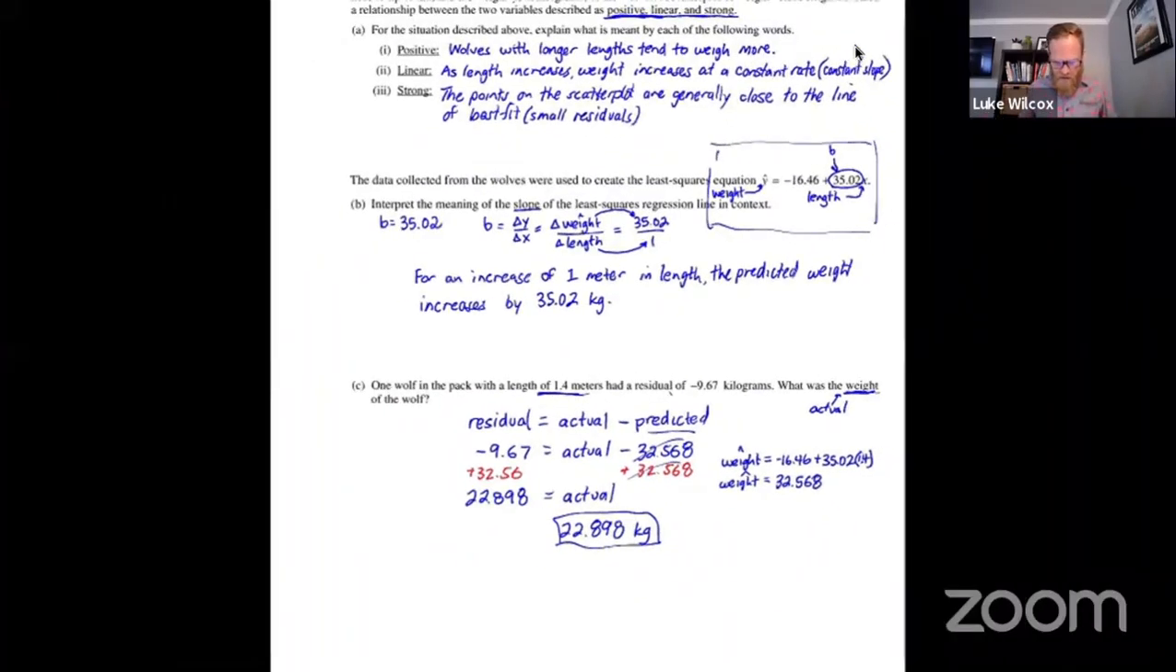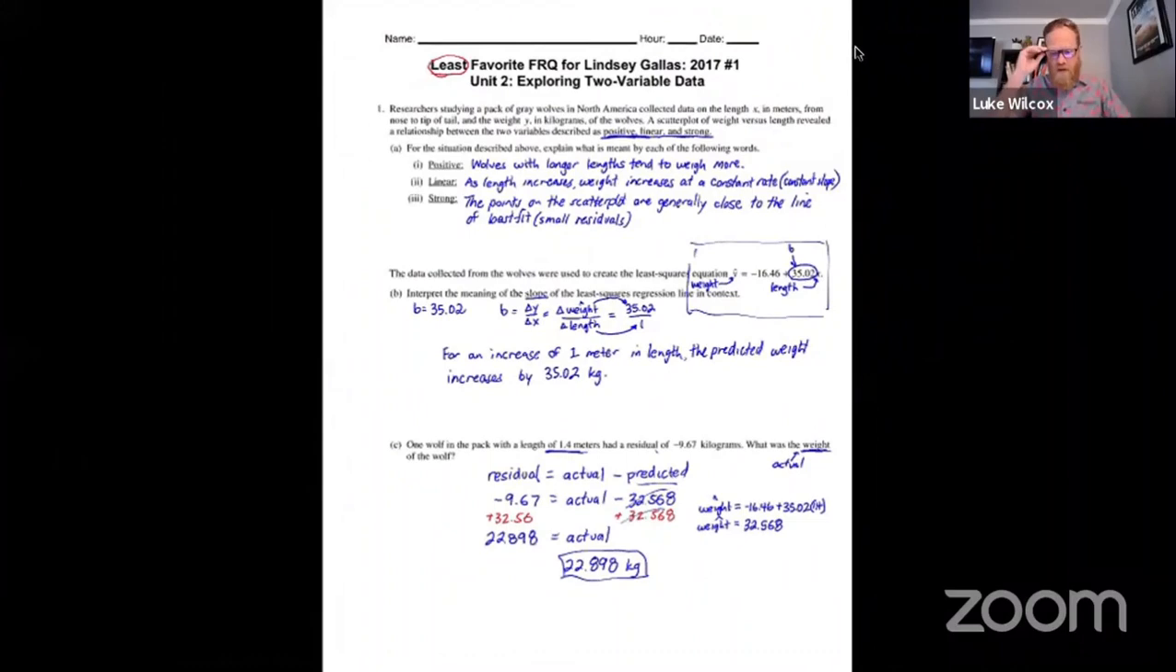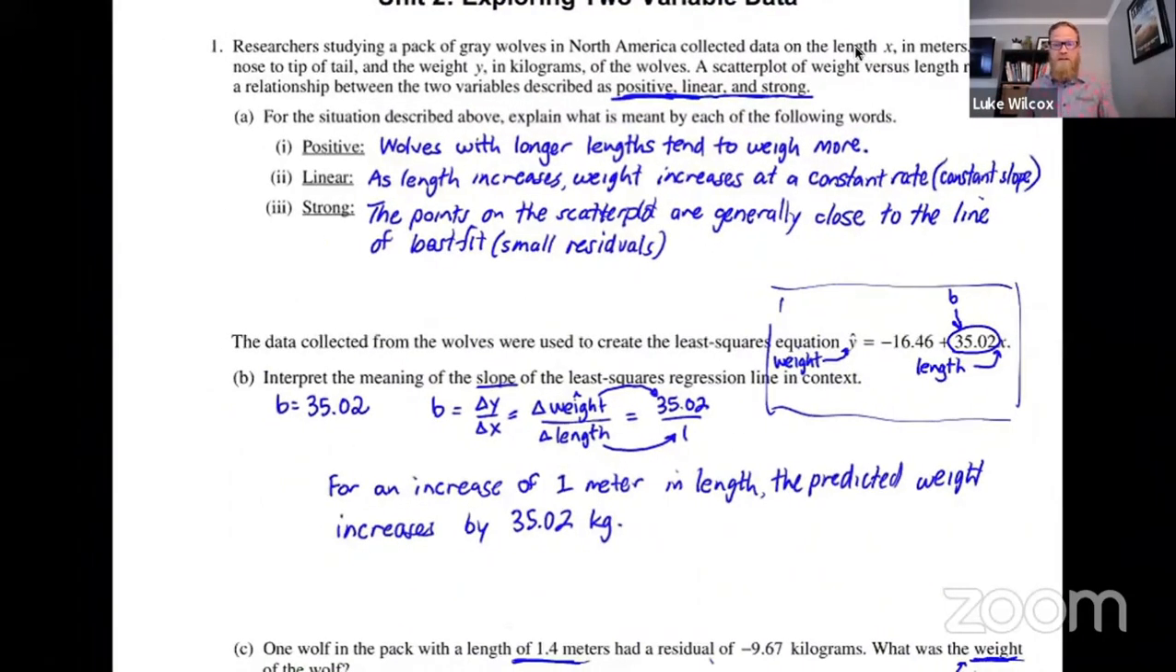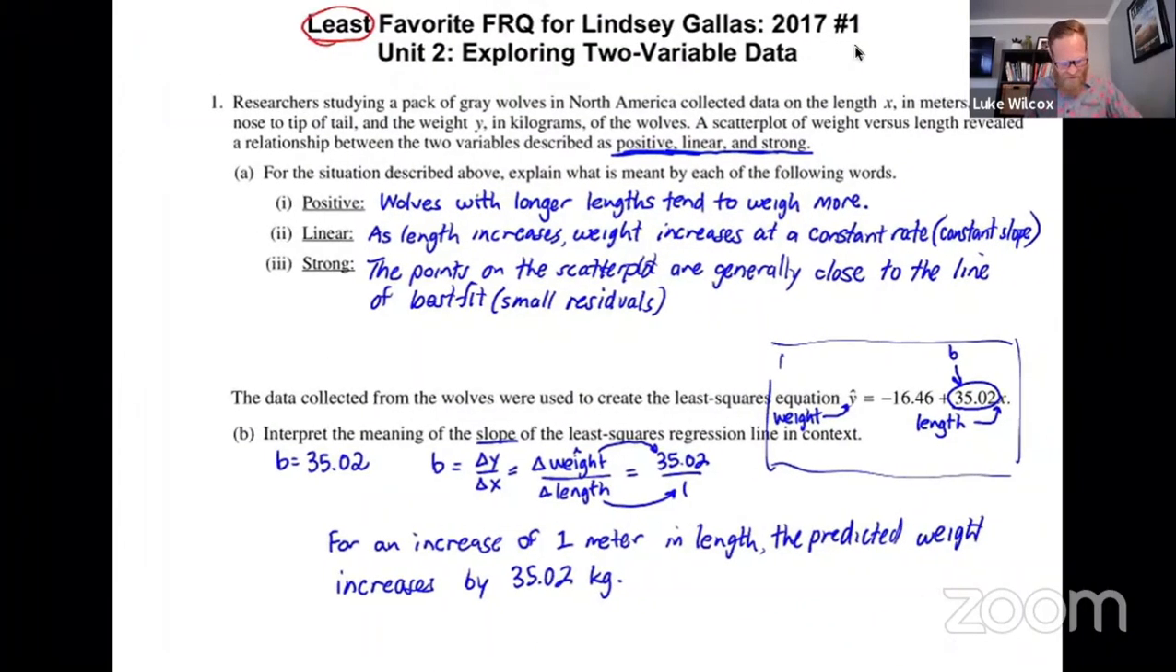So now we need to go back and take a look at the rubric for how this thing was graded, okay? And you're going to find out real quickly here why Ms. Gallus said that this was her least favorite to grade. And it has to do with part A here, okay? For part A, in order to get your essentially correct, you have to have a reasonable definition for three different things, the three things you see right here. A reasonable definition for positive, a reasonable definition for linear, and a reasonable definition for strong.